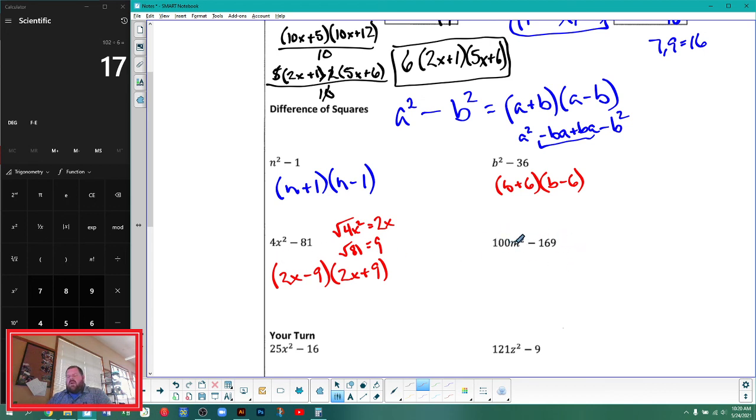On this one, I have 100m squared minus 169, and it turns out that 100m squared, the square root of that, is 10m, and the square root of 169 is 13. So this becomes 10m plus 13 times 10m minus 13.